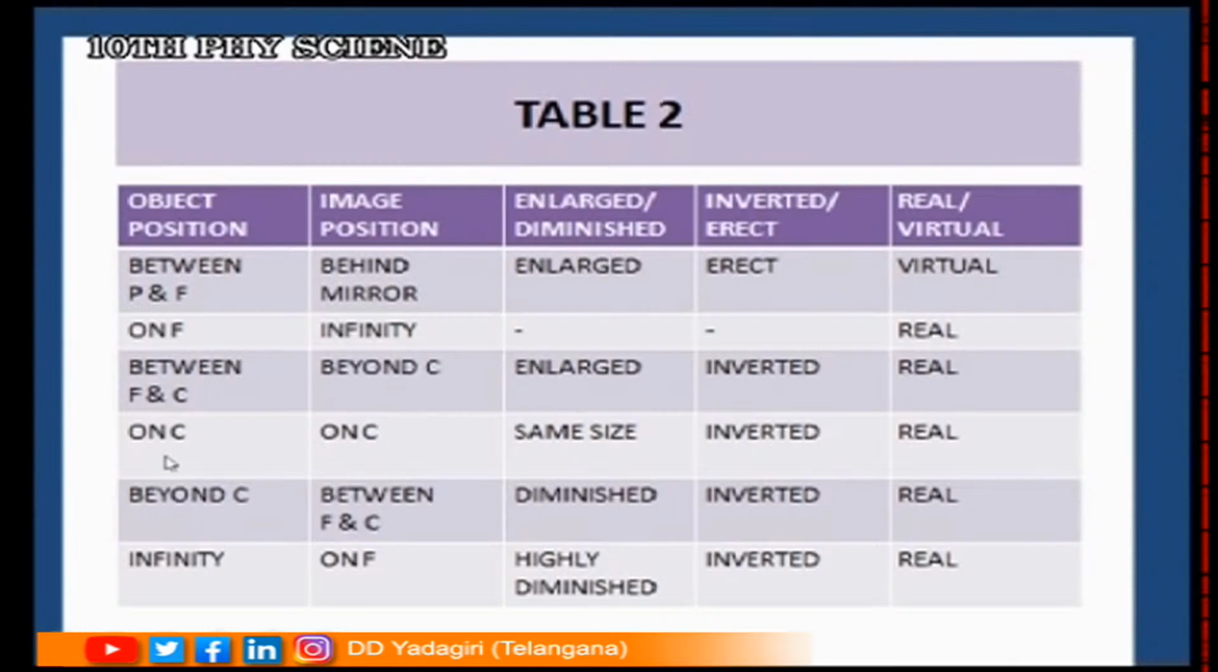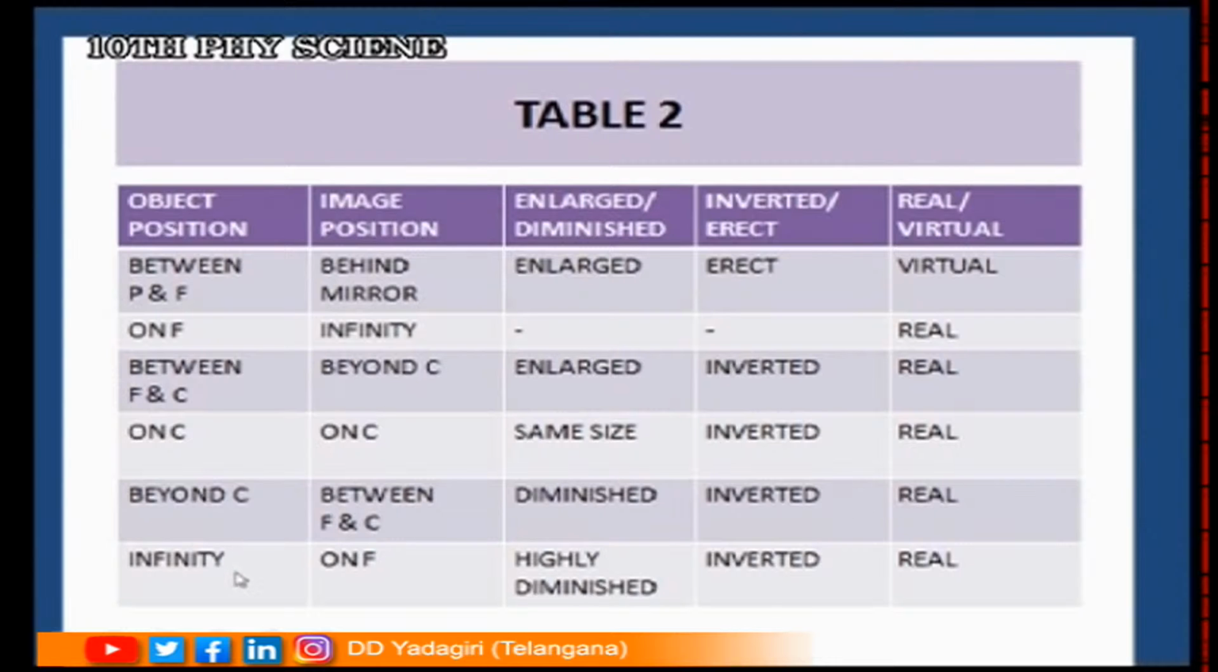When the object position is on C, the image position is also on C. It is of the same size, inverted and real. When the object is beyond C, then the image position is between F and C. It is diminished, inverted and real.